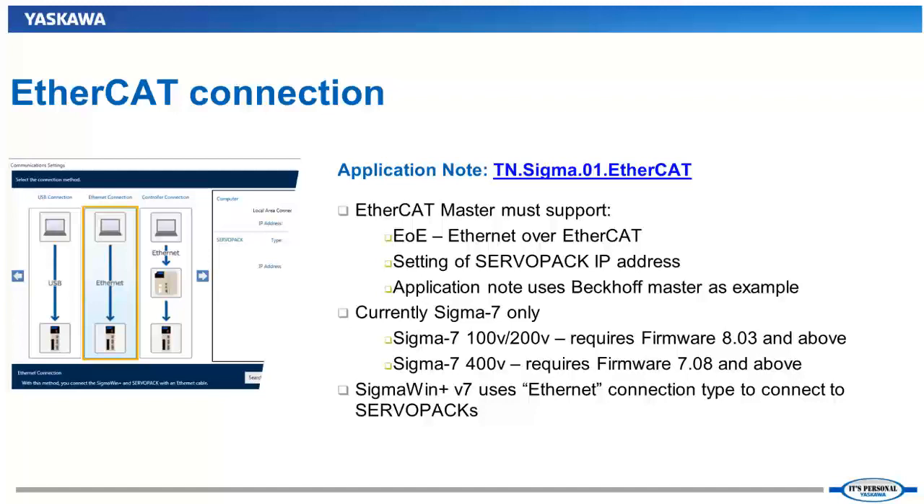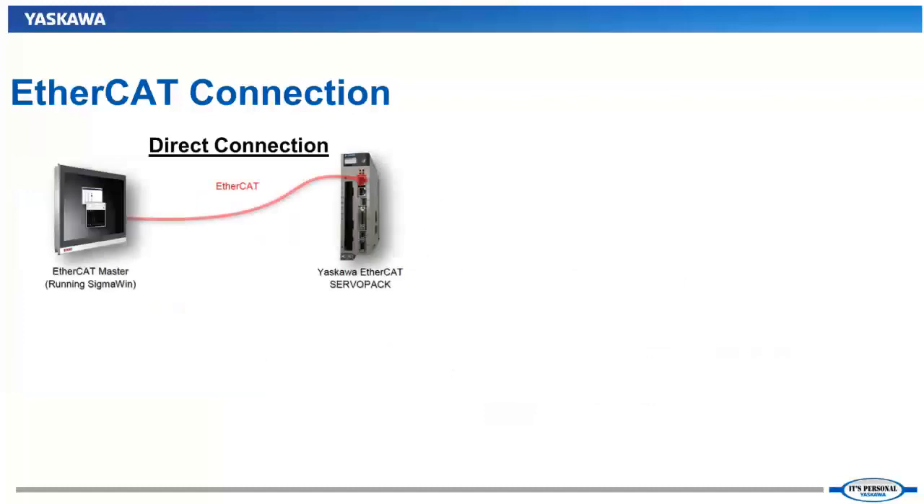This connection method, you will use the Ethernet connection, which is why the setting of the SERVOPACK IP address through the master must be supported. And there are 3 different styles of connection that you can go through here. So the first one is a direct connection. You have an embedded PC that's running your EtherCAT master and also running Sigma7, and in that case you just need a direct connection to the SERVOPACK over EtherCAT.